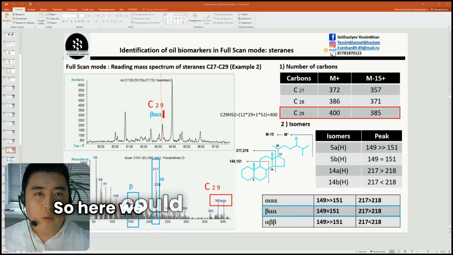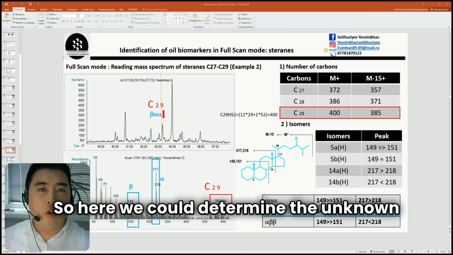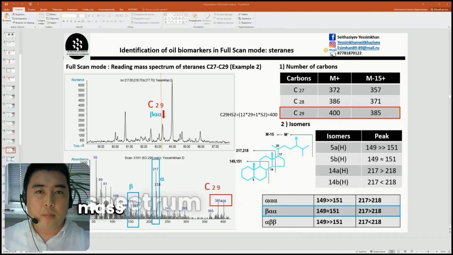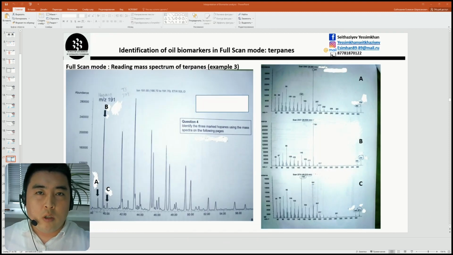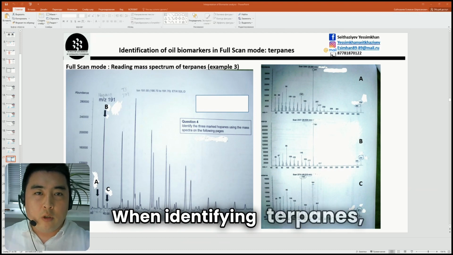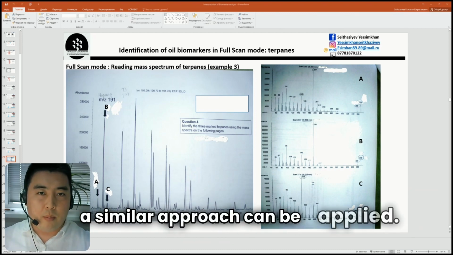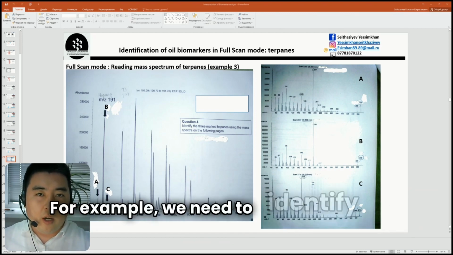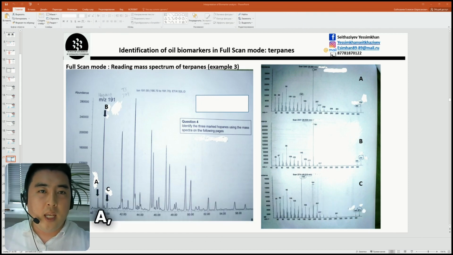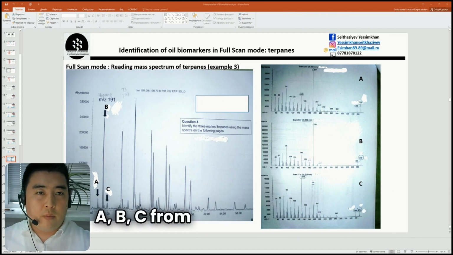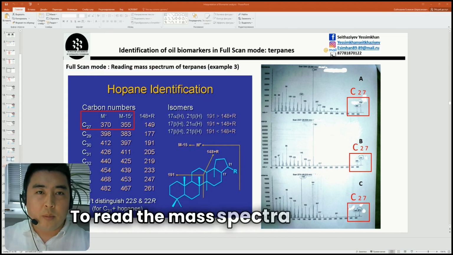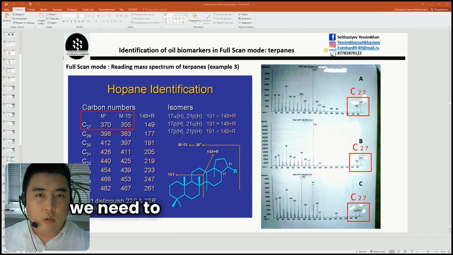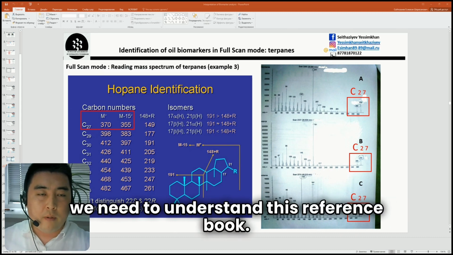So here we could determine the unknown peak B from the mass spectrum, and that is C29 beta alpha alpha sterane. When identifying terpenes, a similar approach can be applied. For example, we need to identify unknown peaks A, B, C from the mass spectra. To read the mass spectra of terpenes, we need to understand this reference book.